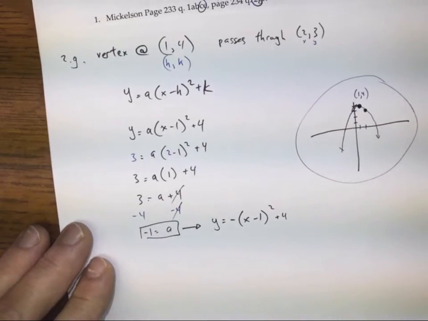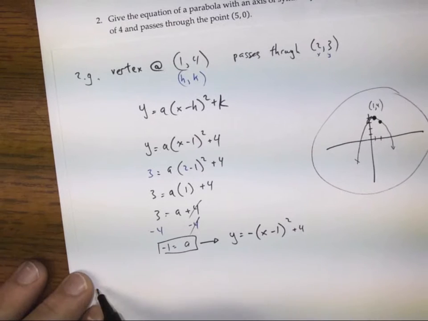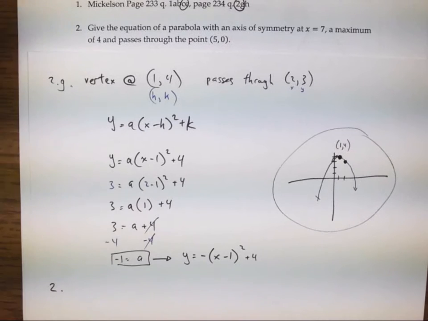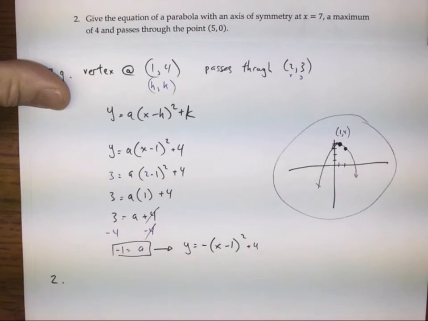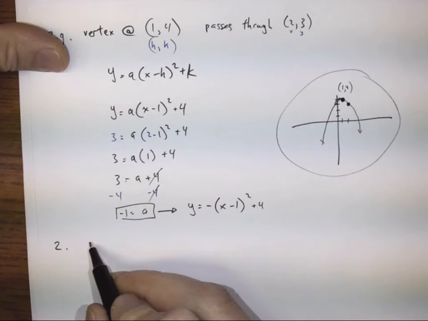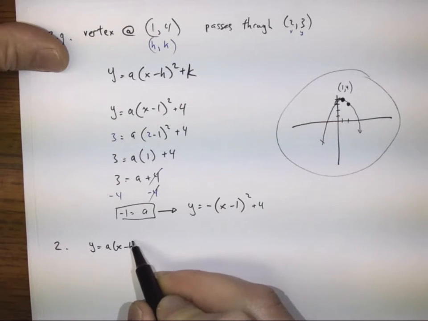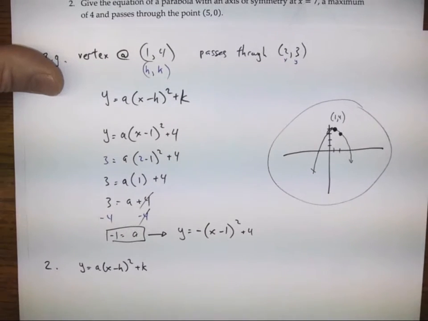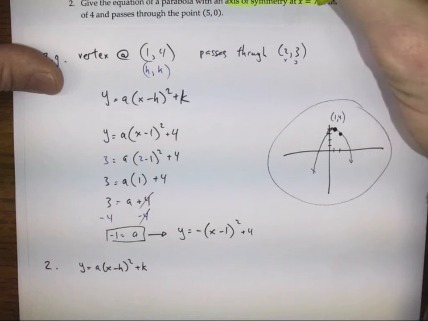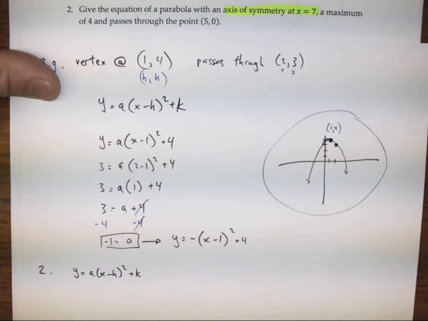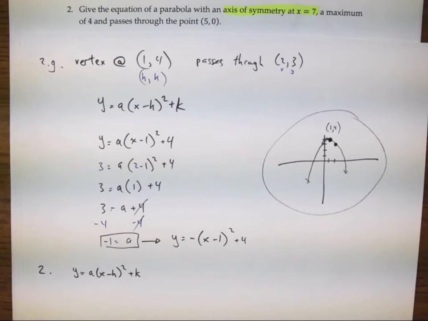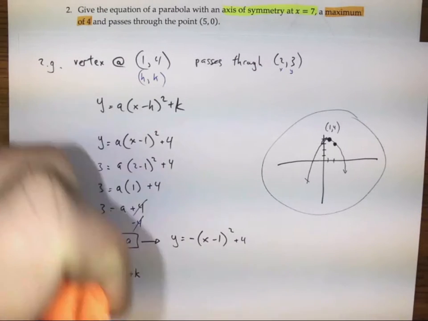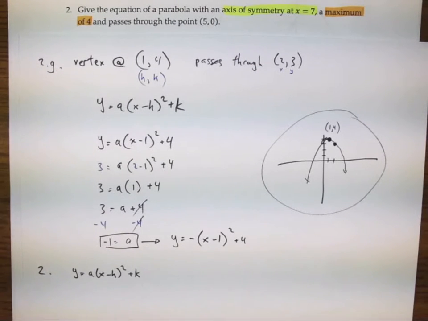Okay, cool. Now, let's move on to question 2. And I'm going to grab a highlighter. I'm going to highlight all the key information in question 2 here. Question 2 says we're going to give the equation of a parabola. Oh, you know what? Before I even start then, if I'm asked to give the equation of a parabola, the first thing I'm going to do is write down my general form of a parabola. Okay. And then I'm going to say, oh, okay, it has an axis of symmetry at x equals 7. All right, that's a piece of information. It has a maximum of 4. And it passes through the point (5, 0).